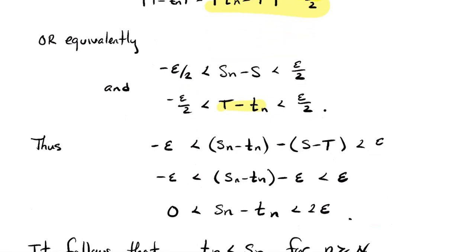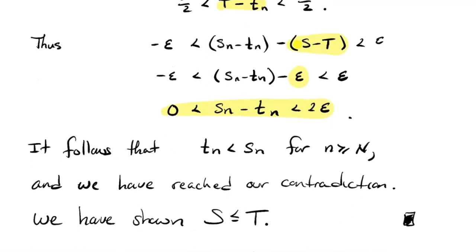But now it's time to remember that we wrote above that S minus T is epsilon. It's the definition of this epsilon in our proof. S minus T was the positive quantity. So I'm just replacing that. And then if I add epsilon to everything, I get these two inequalities. I get that 0 is less than Sn minus Tn, but that's less than 2 epsilon. Okay, so stop the video and check out the algebra, just following along. It makes it more fun.